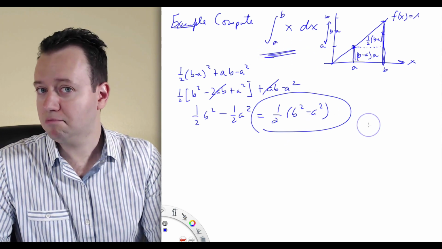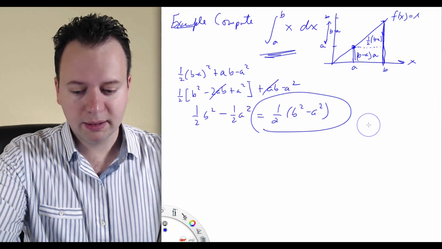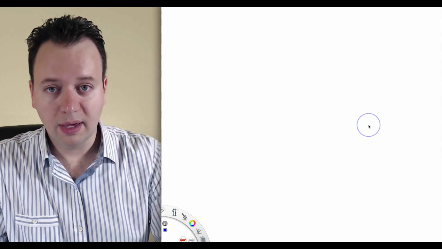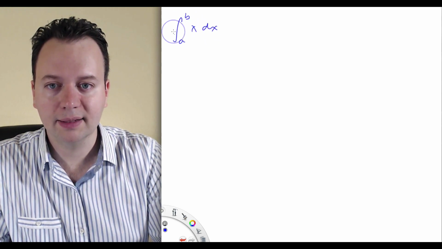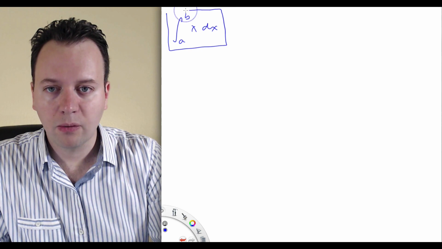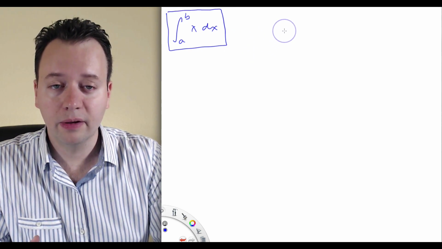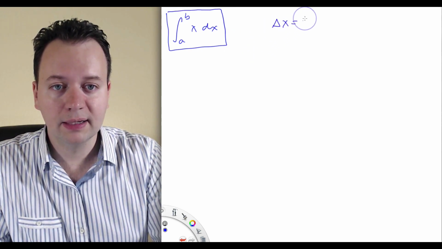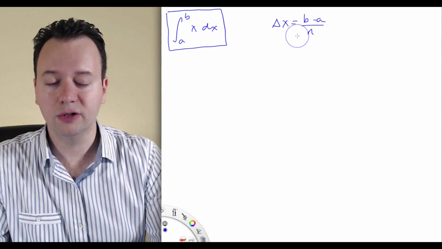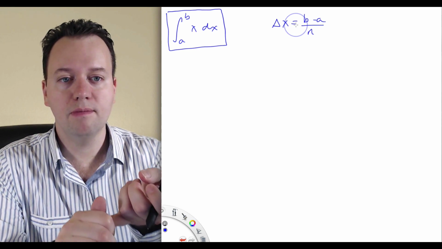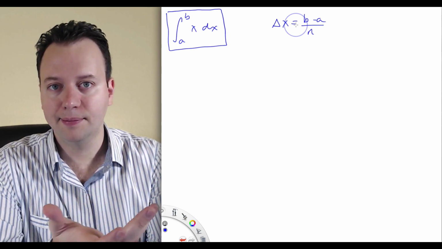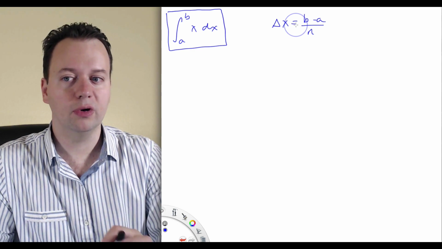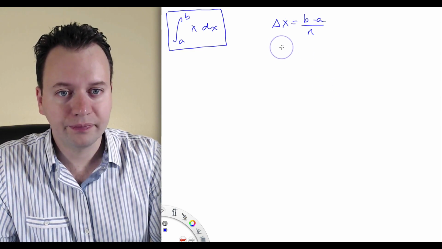So let's see, maybe it's not so complicated. Let's look at the integral from a to b of x dx. Well, first of all, we need to set up our Riemann sum. So delta x is going to be (b minus a) over n. So this is for a specific n. We're going to assume that b and a are given, so they're essentially parameters. We're going to treat them as known constants.